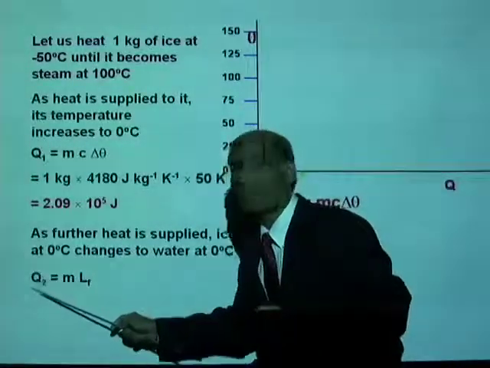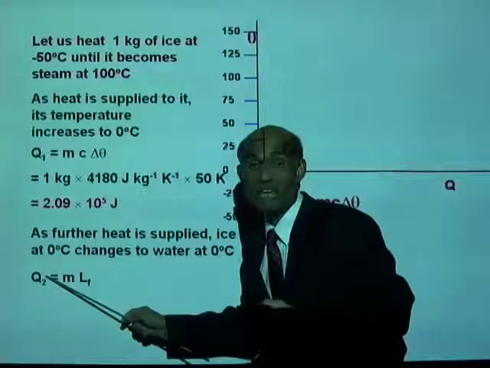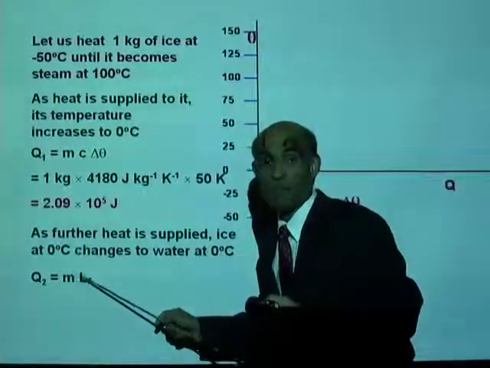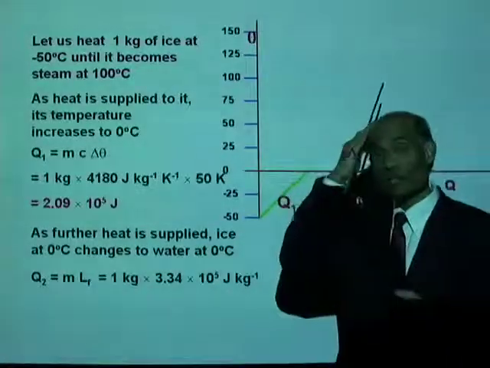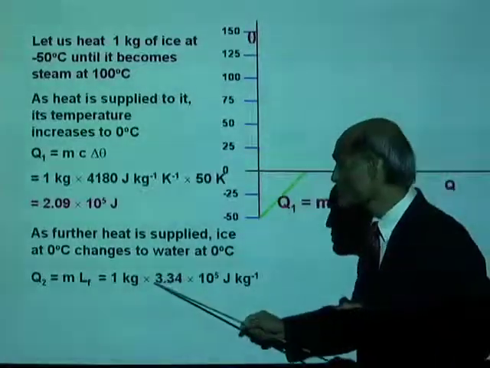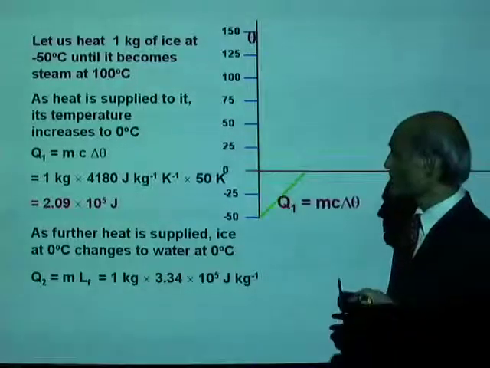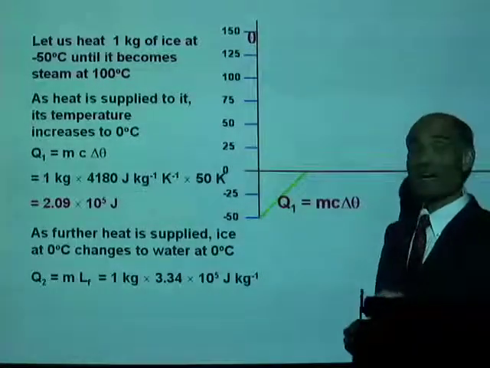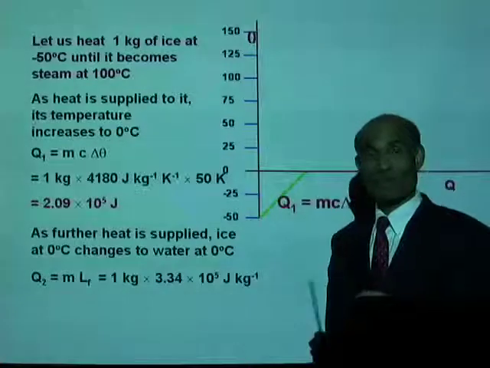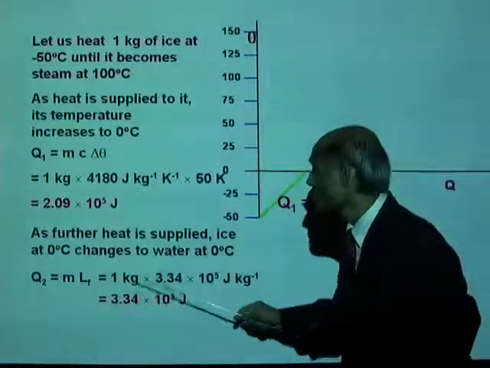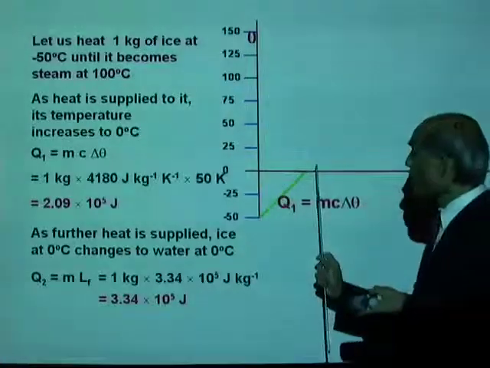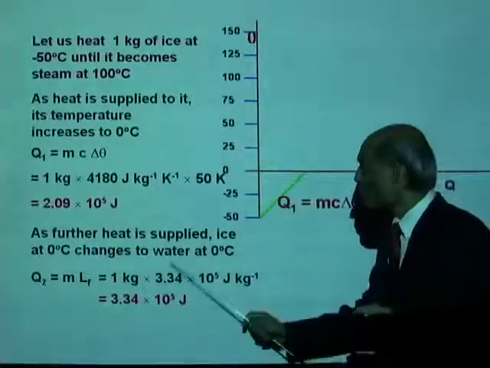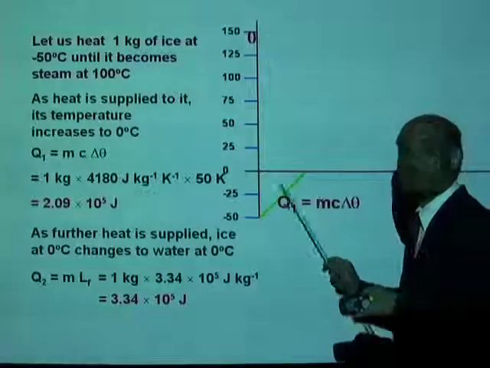The quantity of heat absorbed during that stage, the second stage, is mass times latent heat of fusion. The mass is 1 kilogram. Latent heat of fusion of ice is 3.34 times 10 to the 5 joules per kilogram, and that will be 3.34 times 10 to the 5 joules. Now, can you represent that quantity here on the graph?